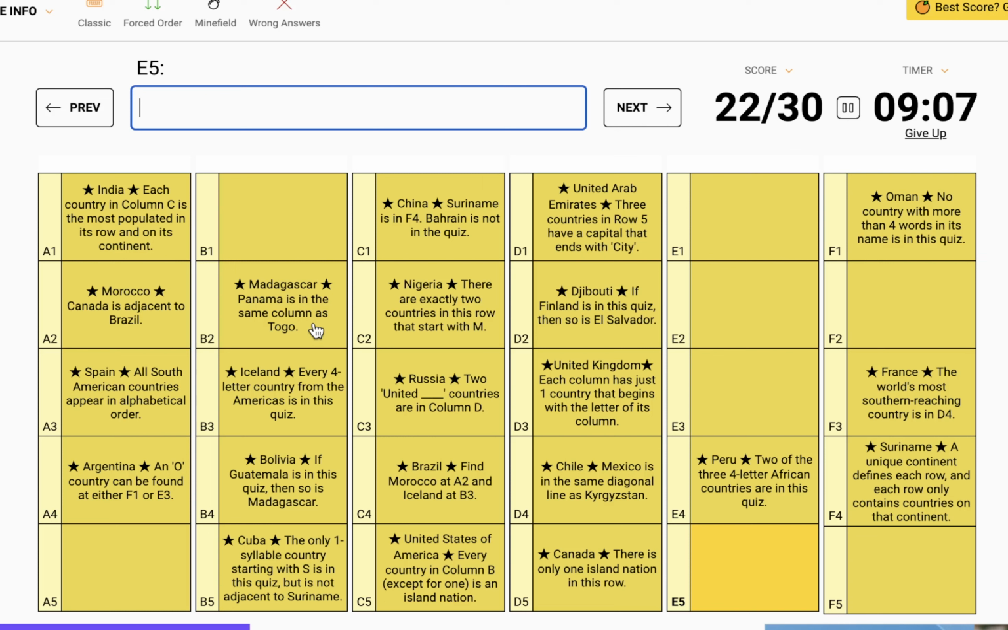This is almost like a Sudoku. Now can we differentiate which goes where yet? I don't think we can. Okay, so if we have Togo and Chad, then we need a country that starts with an E in this row. It's not going to be in North America. In England, is there anything that starts with an E? Or in Europe, is there anything that starts with an E? I was thinking England, but it's not a country in this quiz. It could be Estonia.